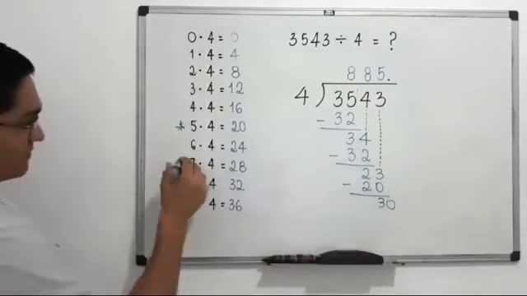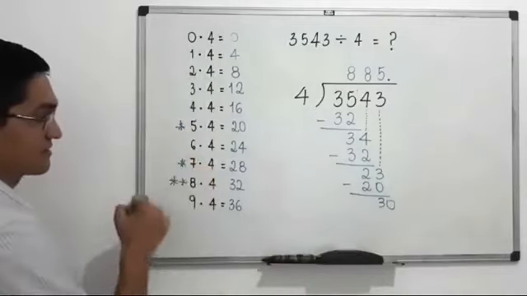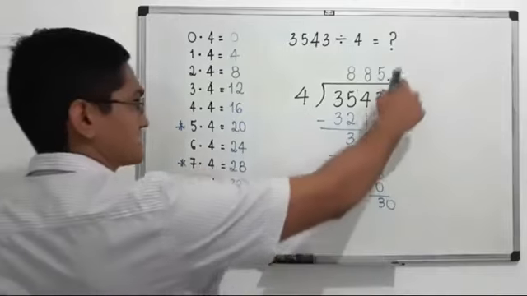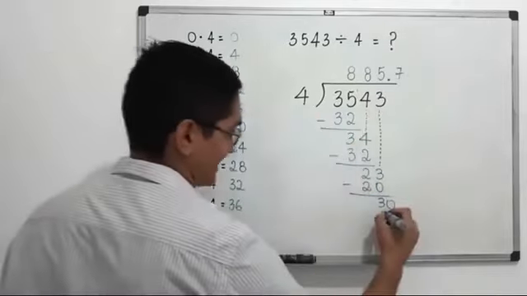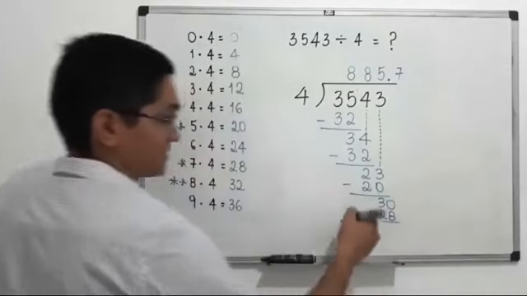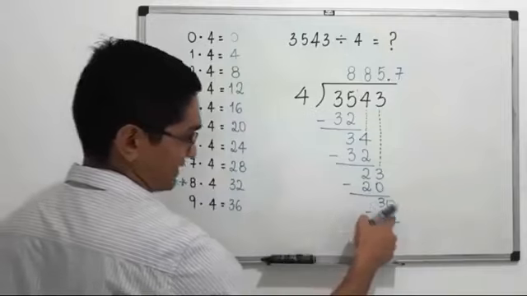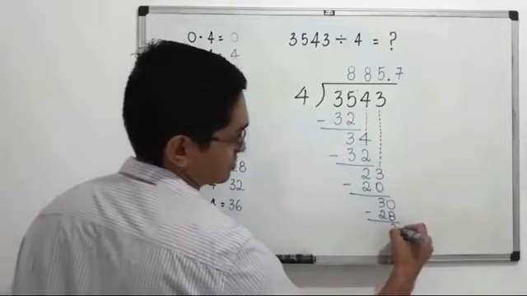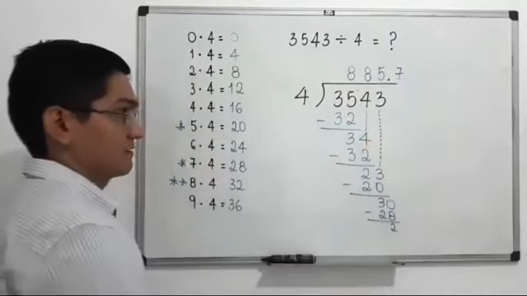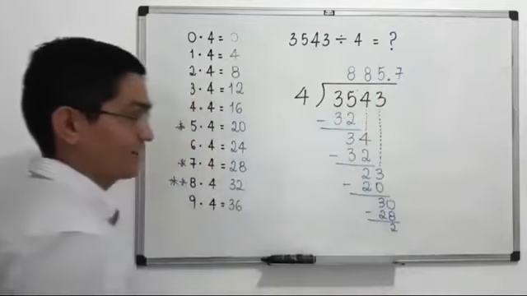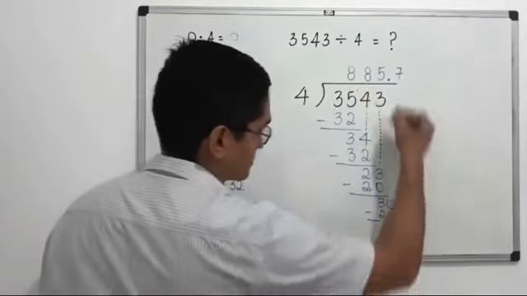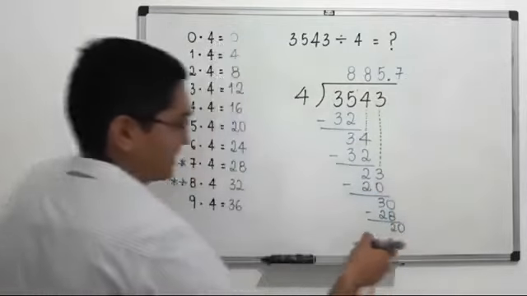You will see that number is 7, since 7 times 4 equals 28. You write it here, and you subtract. 30 minus 28 equals 2. Since you put the dot here, you don't have more digits to bring down. I said you should bring down 0. So bringing down 0, you get 20.